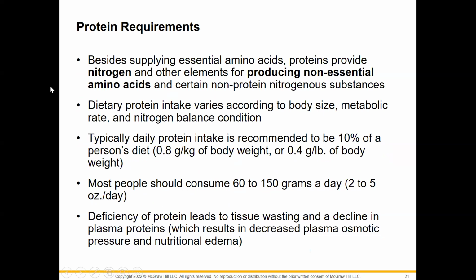Besides supplying essential amino acids, proteins provide nitrogen, which we just discussed, and other elements for producing non-essential amino acids, and certain other nitrogenous substances that are not protein. So, other substances that contain nitrogen that are not considered proteins. Not all nitrogens are a part of proteins, right? But all proteins have nitrogen.